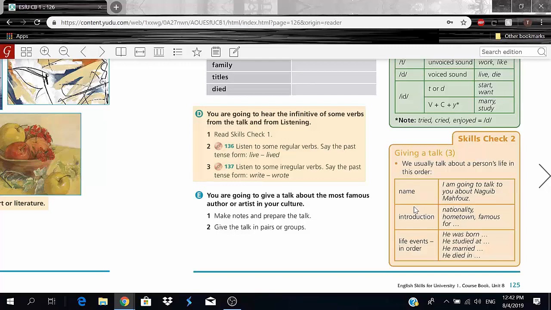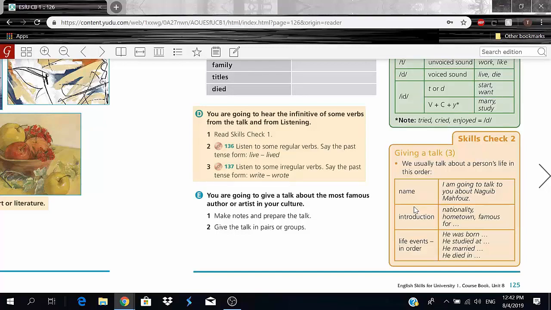An introduction can include nationality, hometown, what the author or whoever you're talking about is famous for. Obviously, this is really important. And you can talk a bit about children or marital status. Then you start the life events, but make sure this is in order.